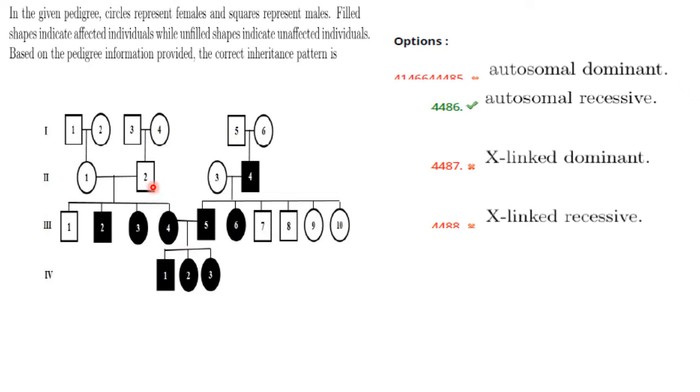And there is also what is called skipping of generation. This trait doesn't appear in generation 2, but the kids born to the parents of generation 2 are affected. So there is skipping of generation. Then both males and females are affected, so you can happily rule out X-linked dominant and recessive characters. Even if parents are not affected, children could be affected. That I already told. So option 2, that is autosomal recessive condition, is the inheritance pattern followed in the pedigree.